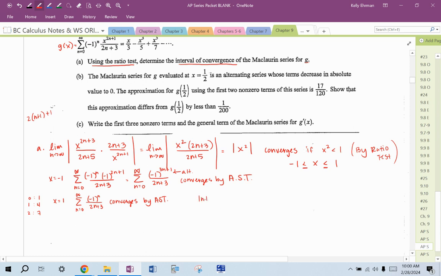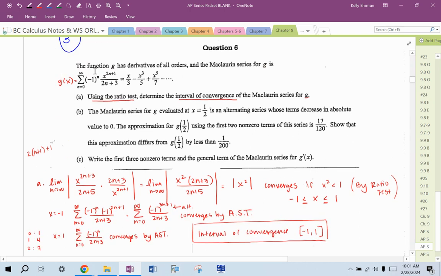So the interval of convergence, I'm not sure if you really need to rewrite this or not. In my answer key, I just circled that, but the interval of convergence is -1 to 1. So if we plug in x values between -1 and 1, the infinite series will give us values that are exactly equal to g of x. That's what that means. Part B, the Maclaurin series for g is evaluated at 1/2.